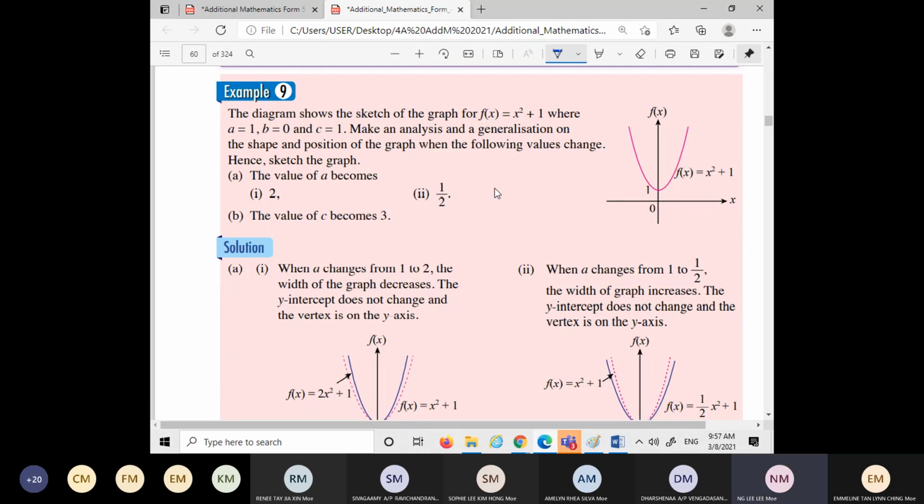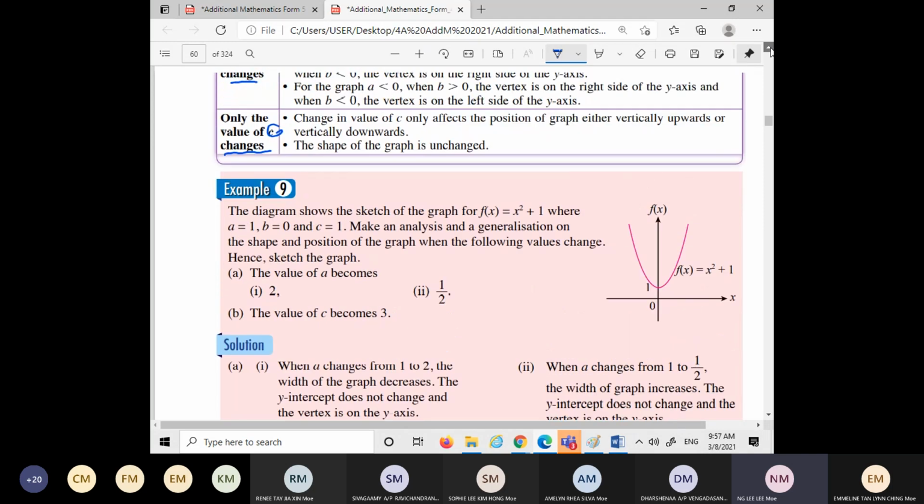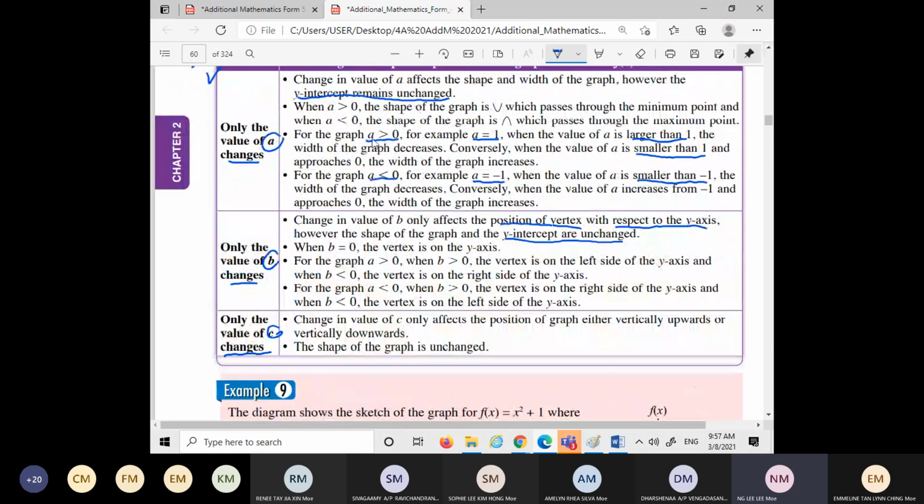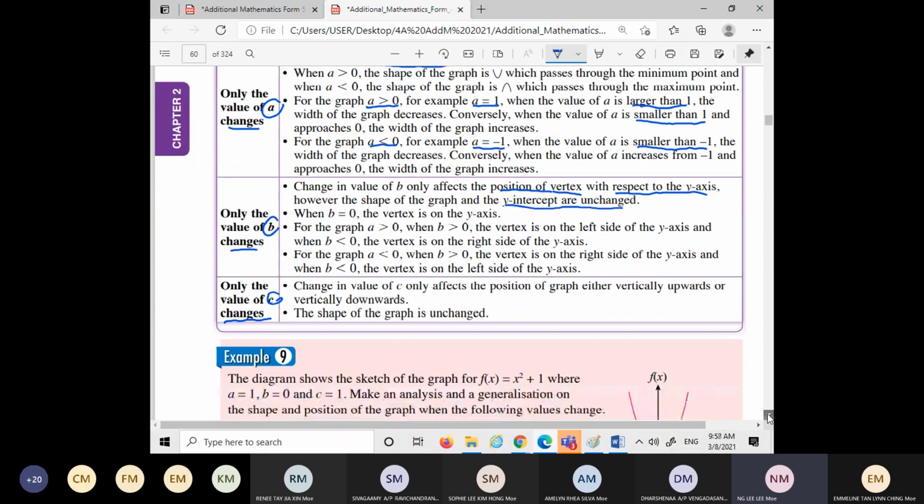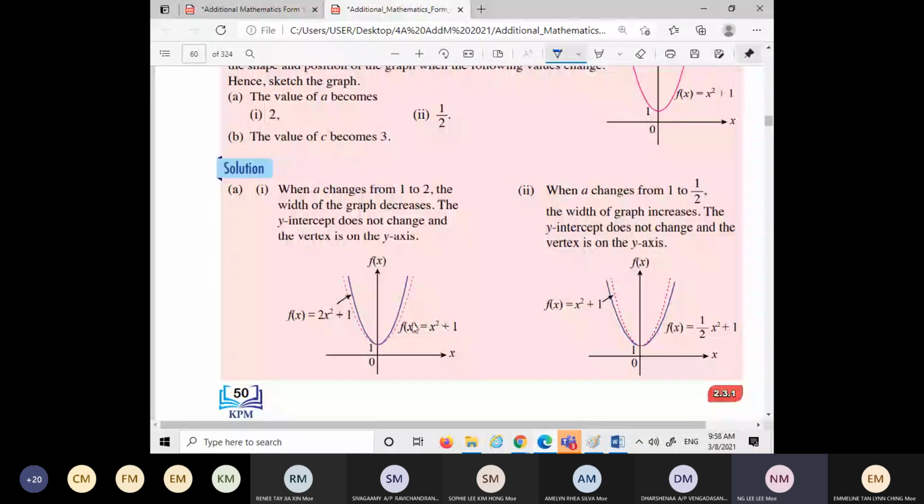The value of a becomes 2. The value of a becomes half. First of all, a is 1, smiling face. Remember just now we have analyzed, a is greater than 0. So when a is larger than 1, the width is decreased. So this is how you sketch.